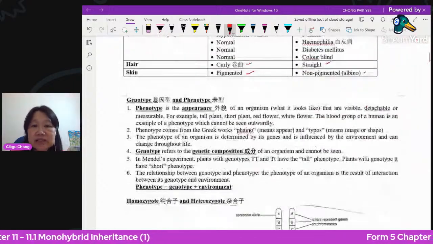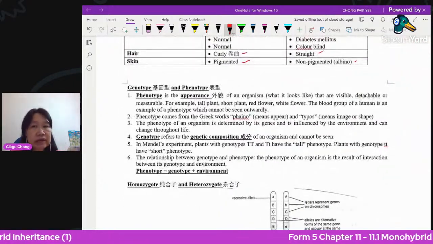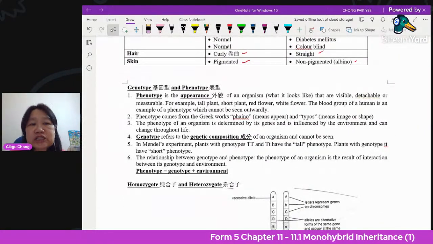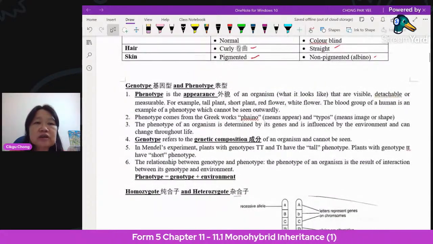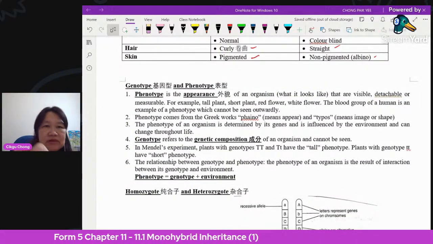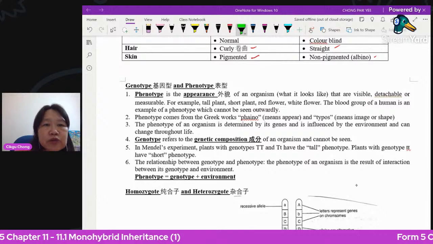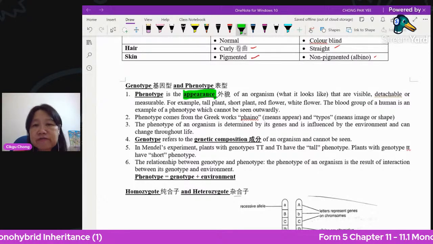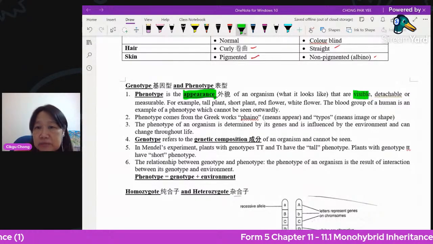Okay, next one. Now, next term to understand. We have already gone through quite a number of terms. Let's go on. Genotype and phenotype. Now, look at these two. Phenotype, all right, is the appearance, what you can see from the outside. That's called the phenotype. That is visible.